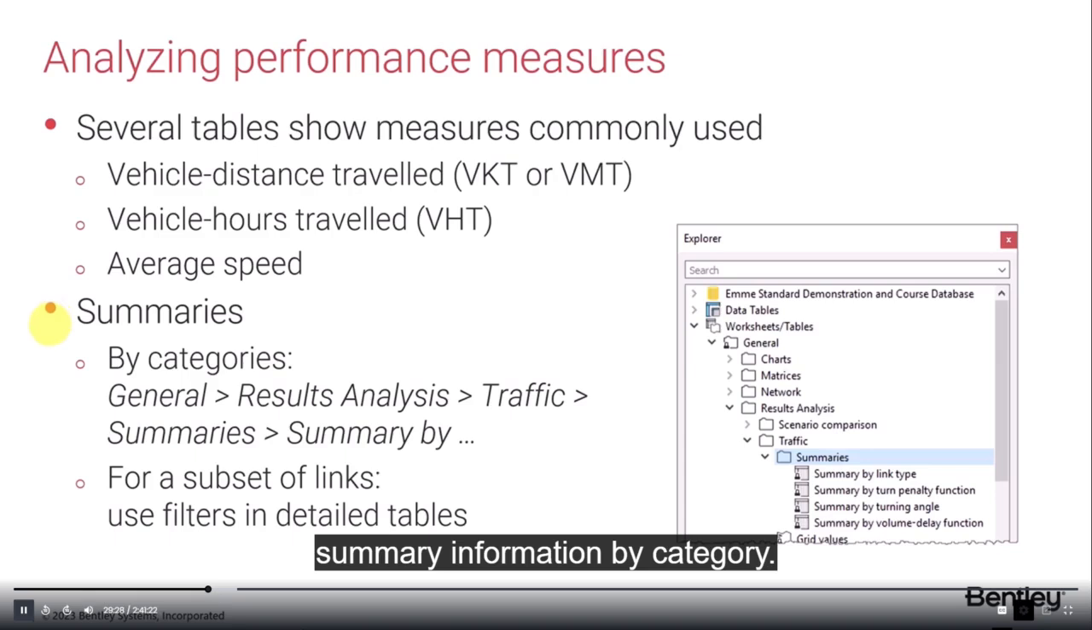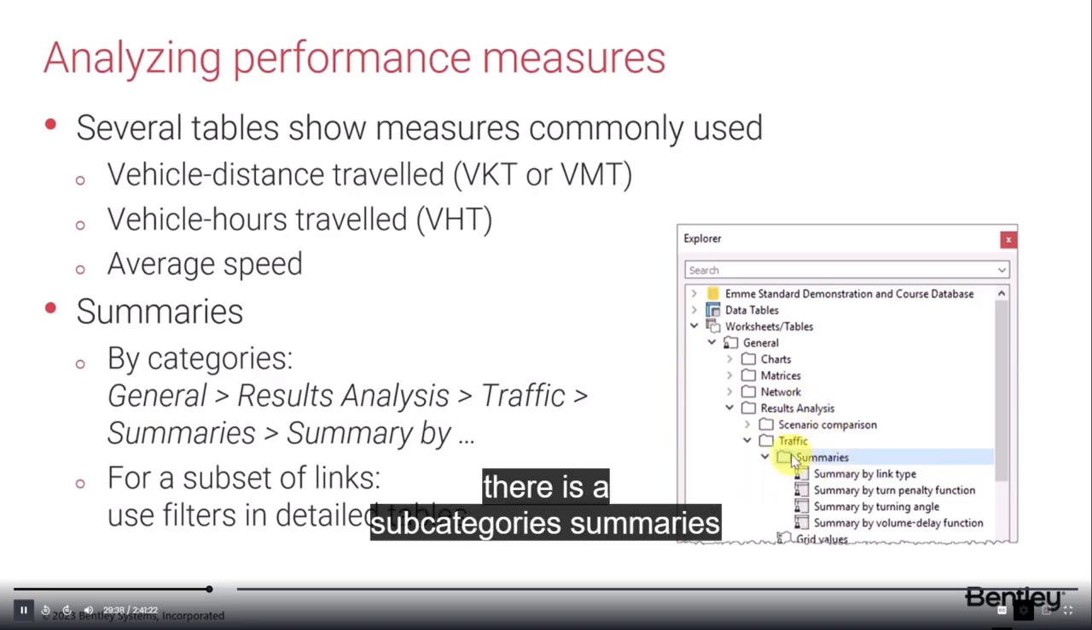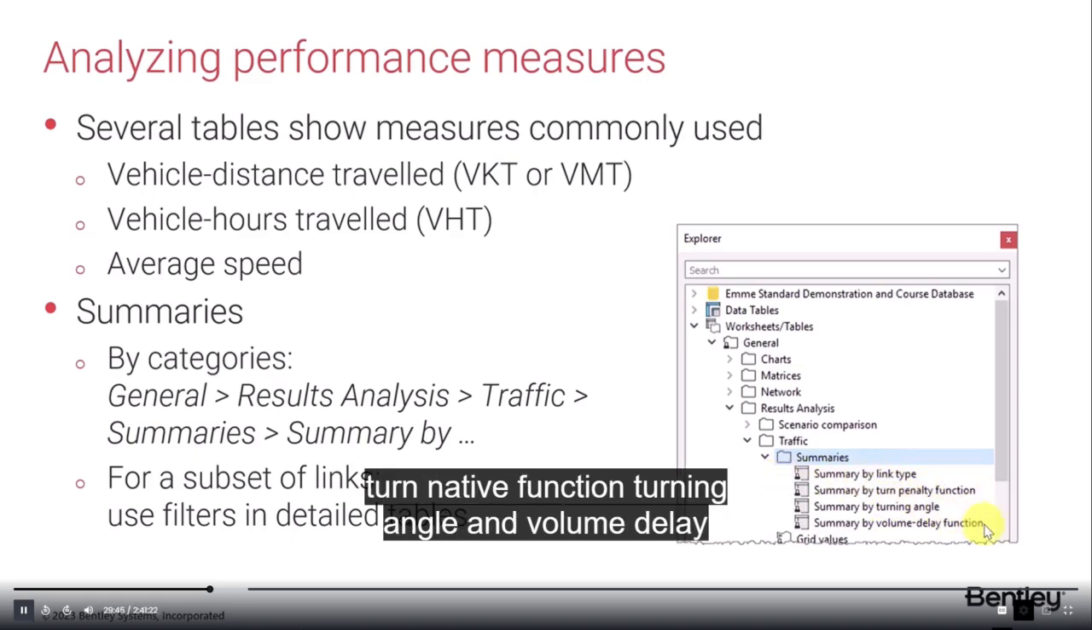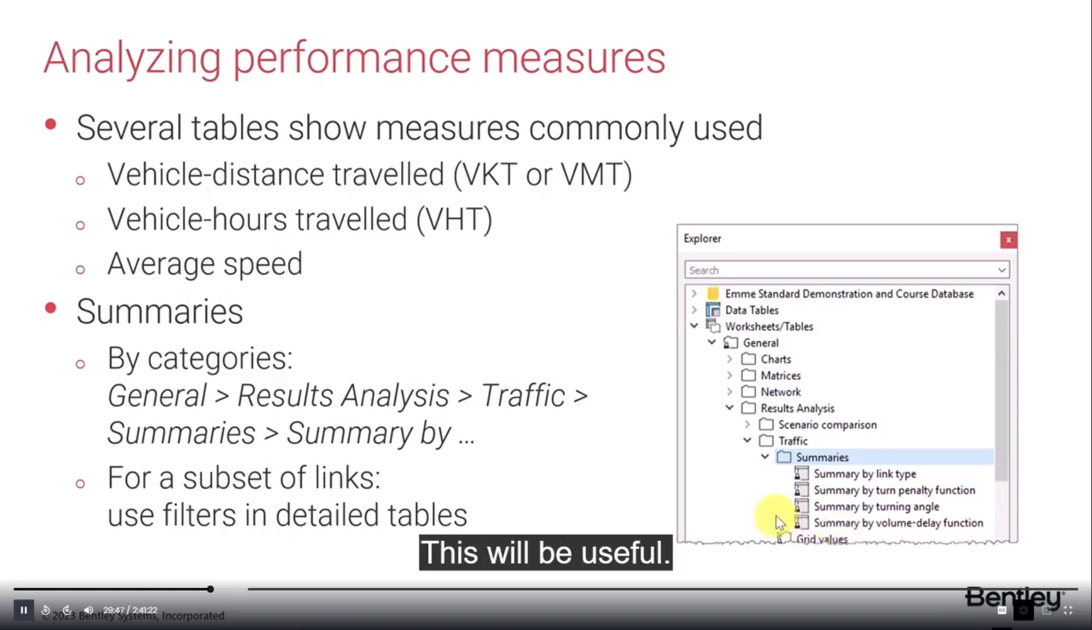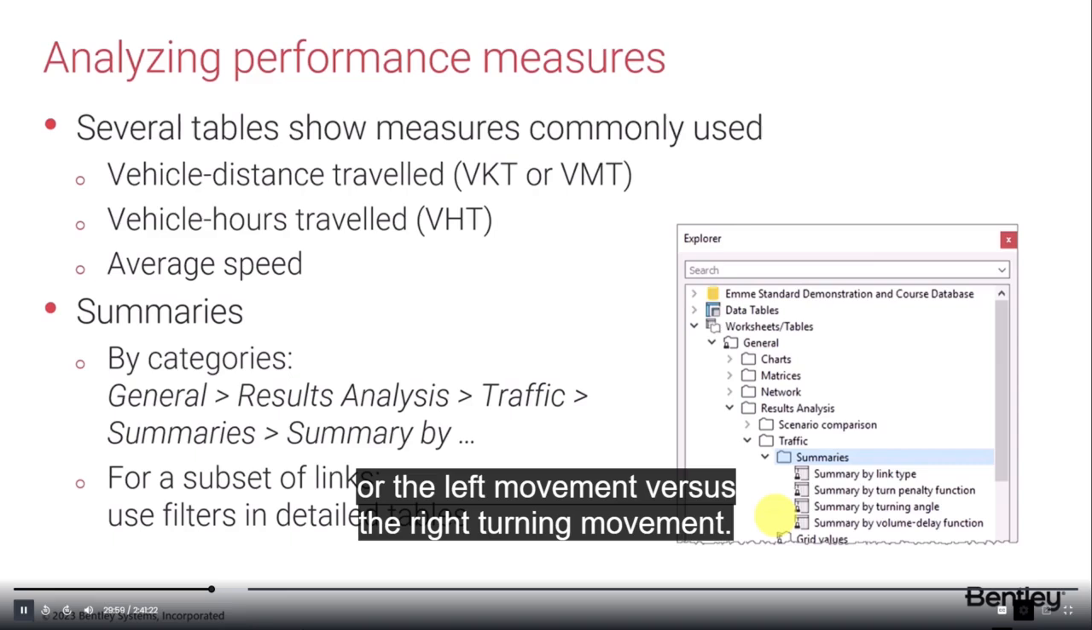summary information by category. So when you look at the project explorer under general results analysis traffic, there's a subcategory summaries, which lets you run aggregation by link type, terminative function, turning angle, and volume delay function. This will be useful, for instance, if you are interested in knowing the performance measures for the highway versus the local roads, or the left turning movement versus the right turning movement.